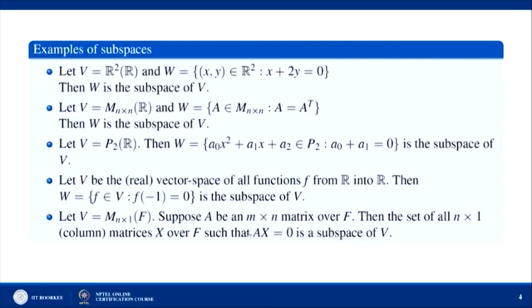Now the last example of this slide, where we are taking V as all n cross 1 matrices over the field F. Suppose A, an m cross n matrix over F, is a fixed matrix. Then the set of all n cross 1 column matrices X over F such that AX equal to 0 is a subspace of V, okay. You see that here we have taken W as all X in V such that AX is equal to 0. Here A is a fixed matrix of order m cross n, and this X is a vector of order n cross 1, okay. And for the collection of all those X, we are claiming that this W is nothing but a subspace of the vector space V. Okay.